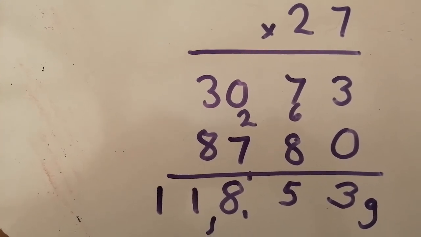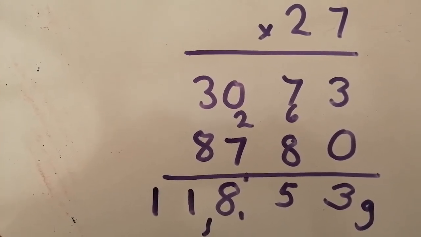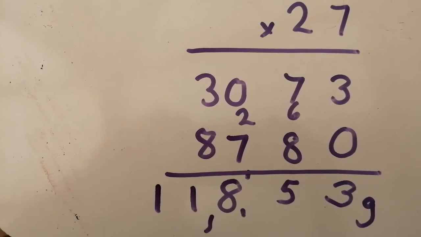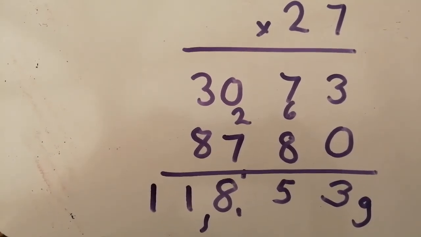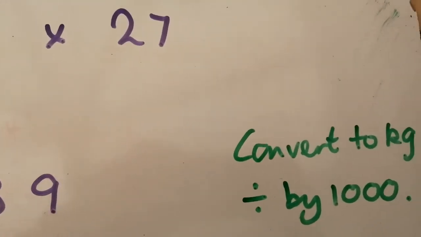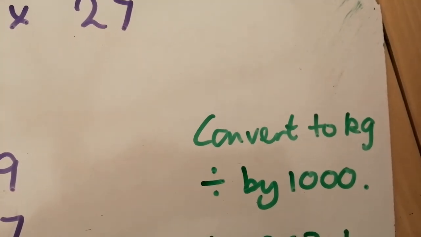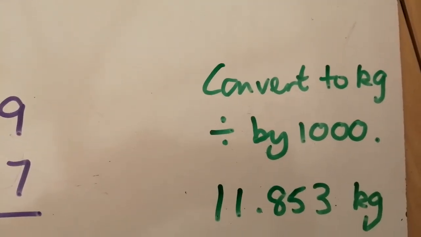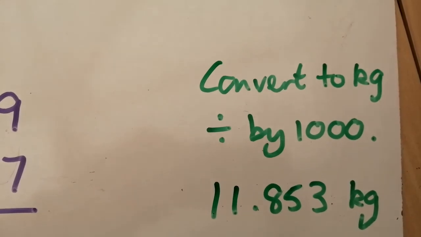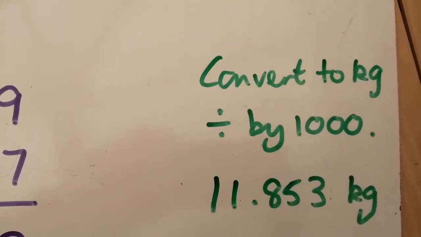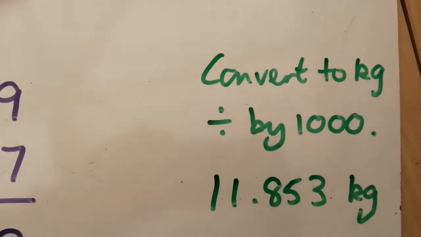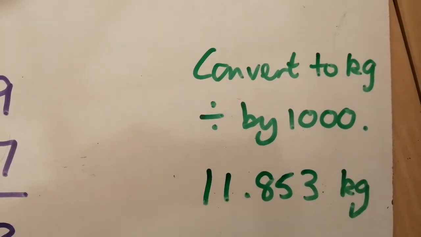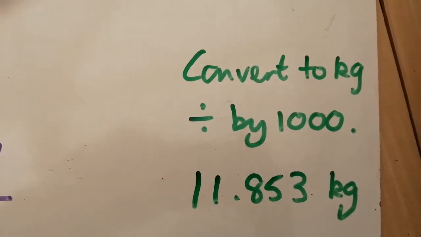Now to convert those to kilograms, you need to remember that there are 1,000 grams in a kilogram, so therefore you need to divide that answer by 1,000, which will give you 11.853 kilograms. If you asked to round that to 2 decimal places, which you would sometimes be asked to do, then that would be 11.85 kilograms.